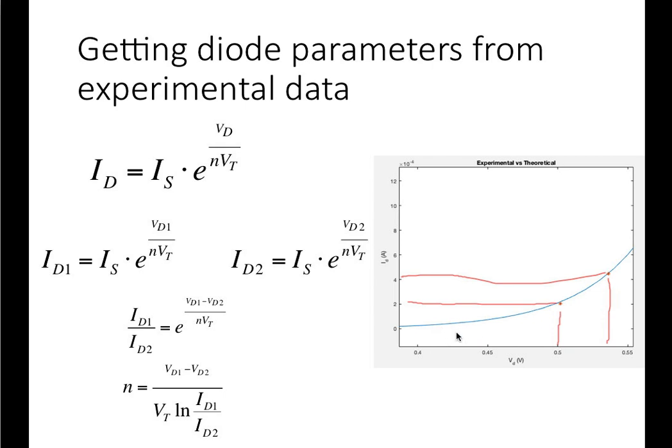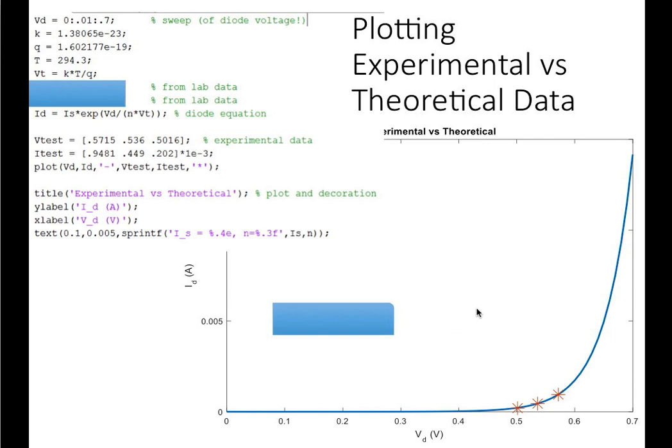Now we want to compare the equation for your diode with the data that you take in lab. So how are you going to do that? Well, I went ahead and took 3 data points here just to see how well it extrapolated. Since I'm using 2 of these data points to find IS and N, those are going to match exactly. So I took a 3rd one just to see how well it did.